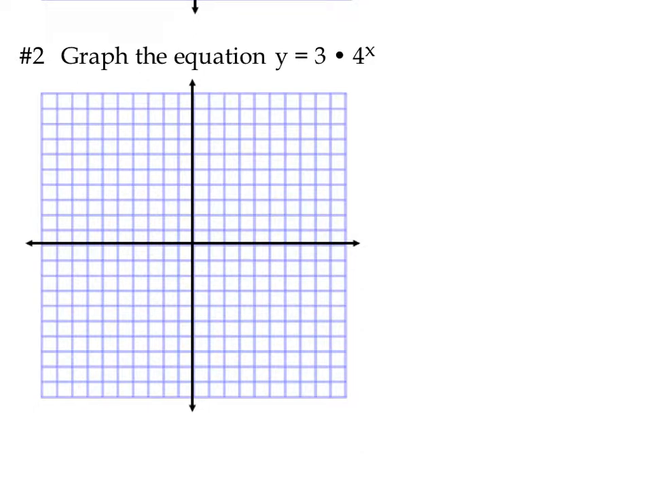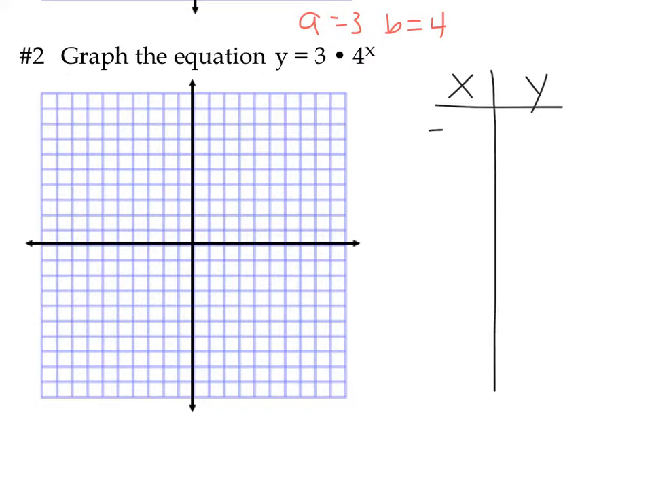So now we have an a value, right? We have an a value of 3, and we have a b value of 4, okay? So when we go to graph this, we can make a table of values, x's and y's, and we're going to plug in -2, -1, 0, 1, and 2 again, and we put a -2 in for x.